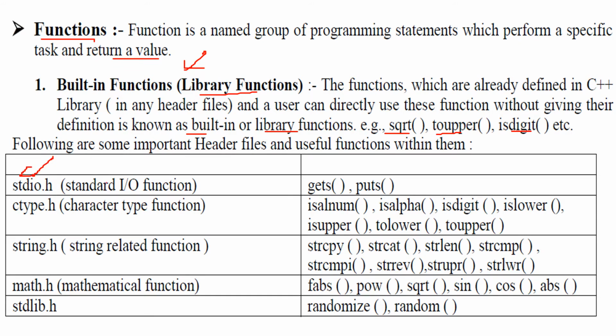Like in stdio.h, you find gets, puts. ctype.h is for character type functions. This is for string related functions. This is math and standard library, like randomize, random. So for string we have strcpy, strupr, like this. For math you have absolute value, square root, cos, sin, all these. For ctype, tolower, isdigit checking can be done.